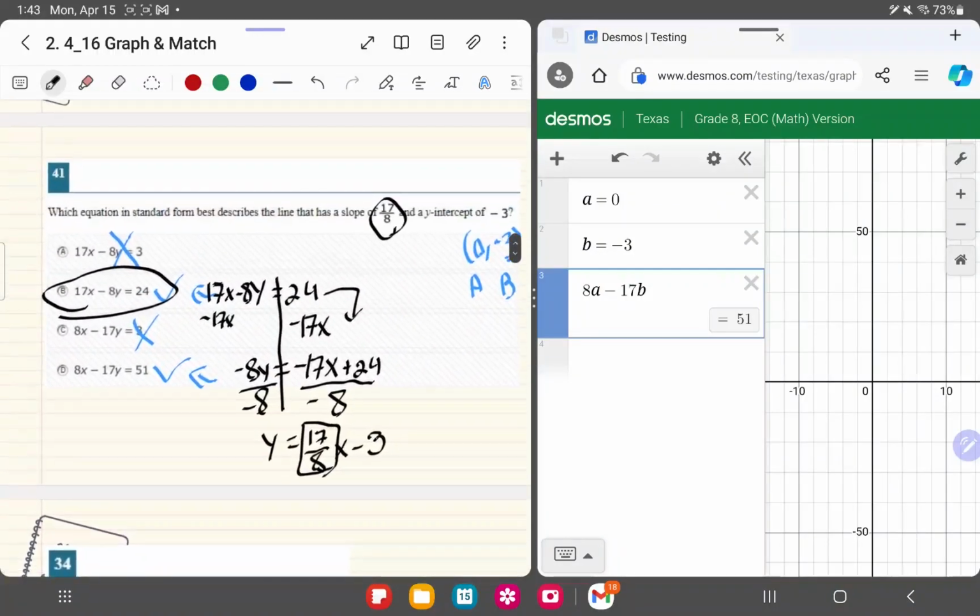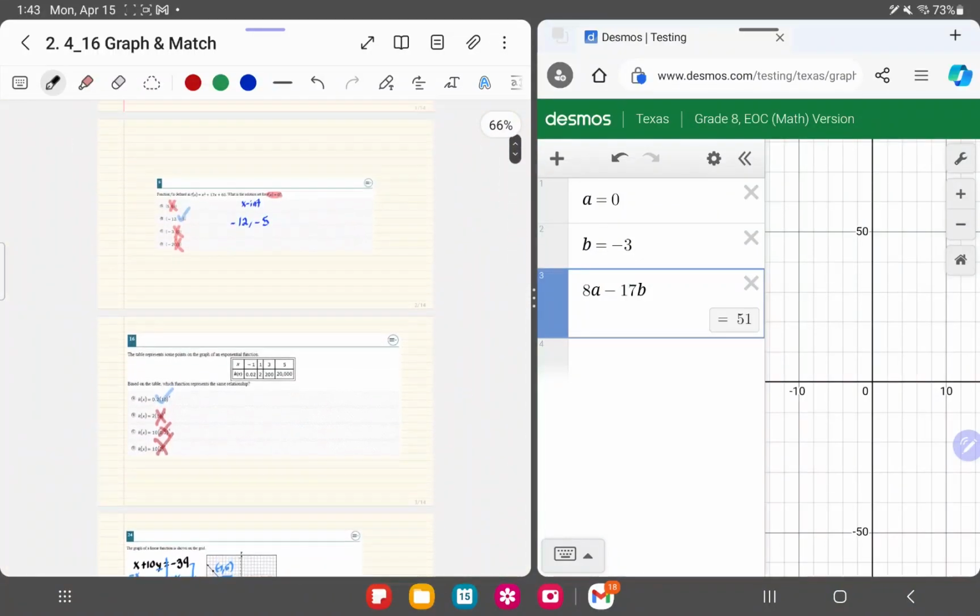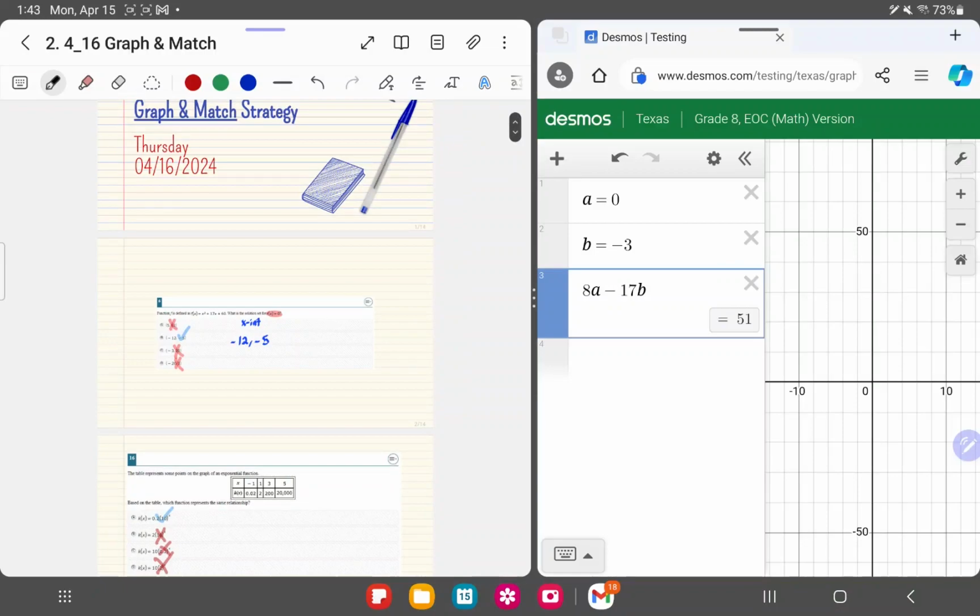Well, hopefully this helps you guys out. And don't forget, just make sure you watch the video a million times just so you guys can see the differences in the problems. And that way you get that practice that you need for the EOC.